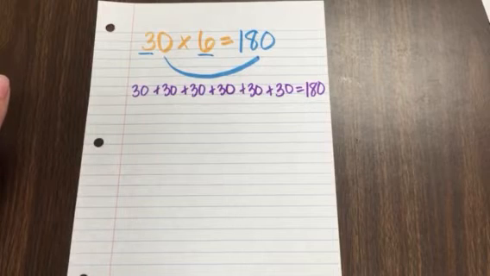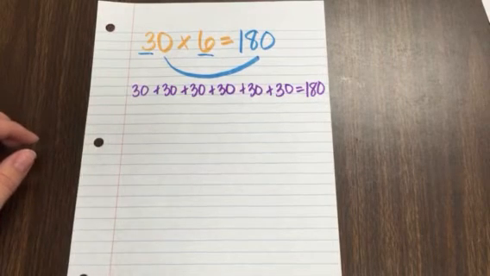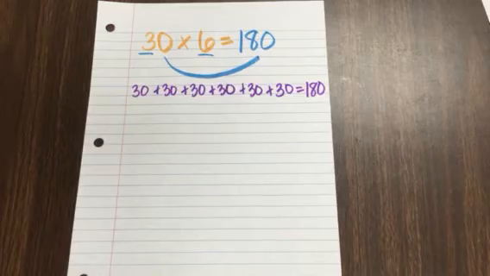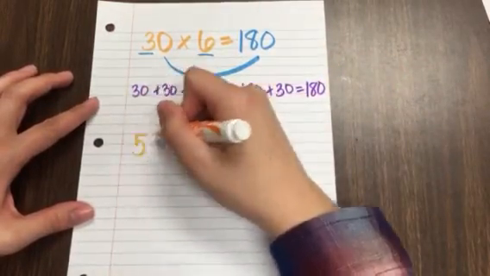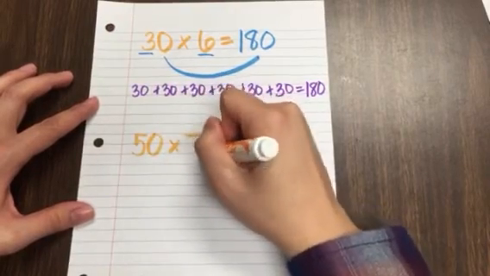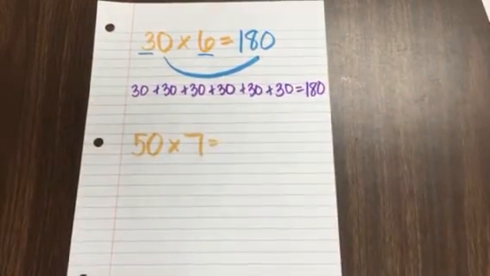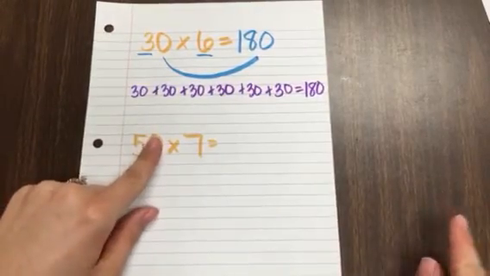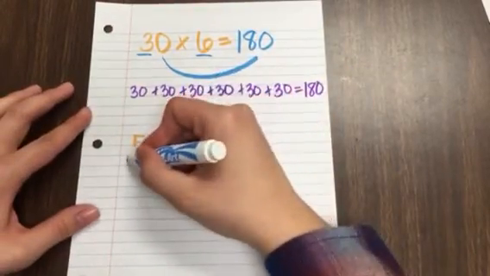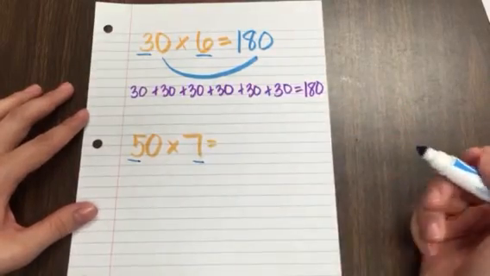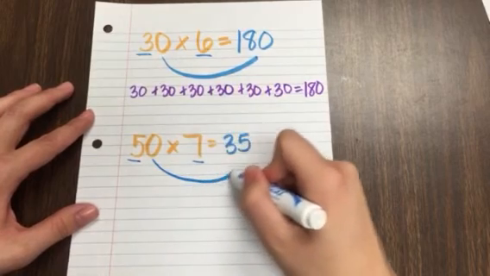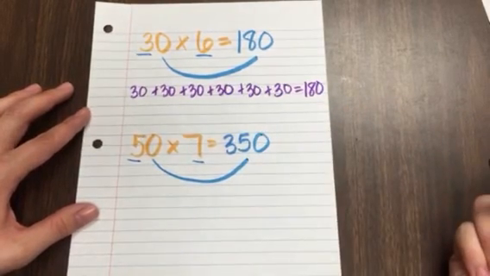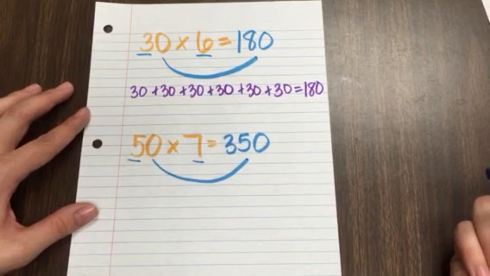So let's just do one more example just so I can prove this to you. Let's do 50 times 7. Now remember what I said, ignore that 0. Ignore that 0, that gives us 5 times 7. 5 times 7 we know is 35. Take that 0 that we ignored, bring it to the end. That gives us a number of 350. So 50 times 7 equals 350.